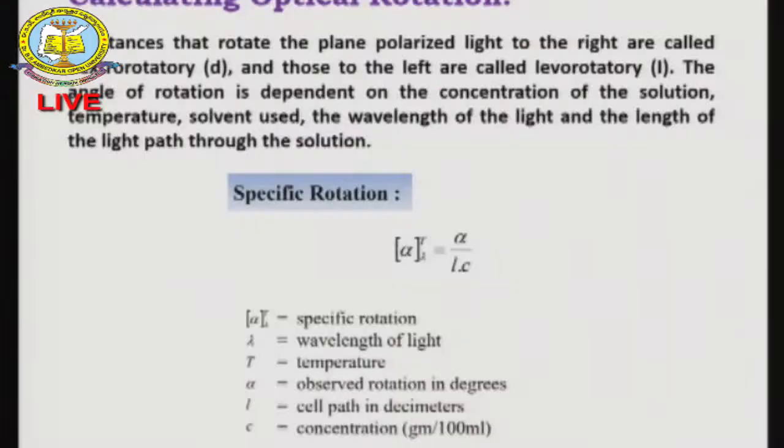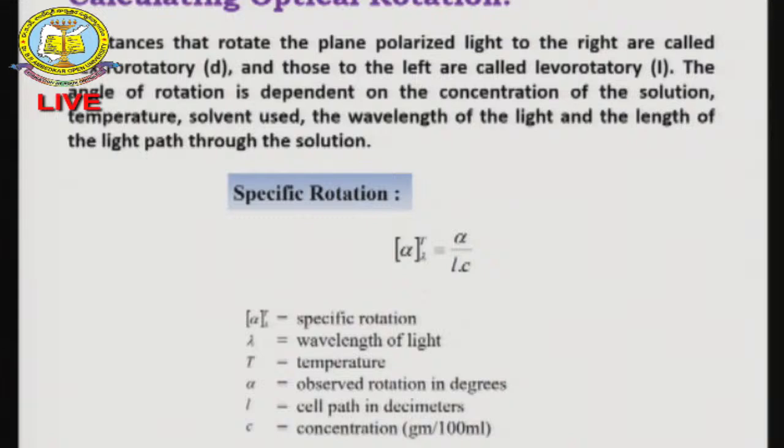And while reporting the specific rotation, one should generally mention the temperature, the wavelength of the radiation, the solvent we are using, and the length of the sample tube. The sample tube varies; sometimes we use a large diameter and sometimes a smaller one. That is also an important thing to consider when measuring the specific rotation of the particular compound.